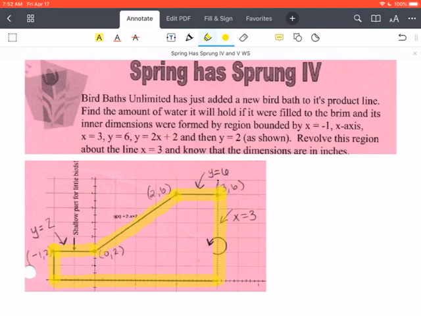So we are going to focus on revolving this region about the line x equals 3. So you can see that arrow drawn in there, but just establishing what we're doing. That is very important because that is what's going to make up a lot of things that we put in our integral when we're thinking about the radius and the height.